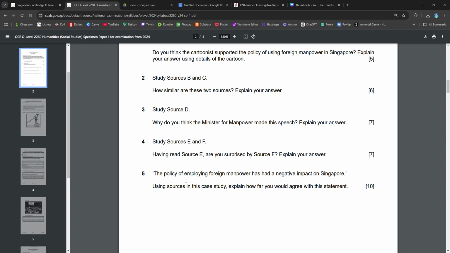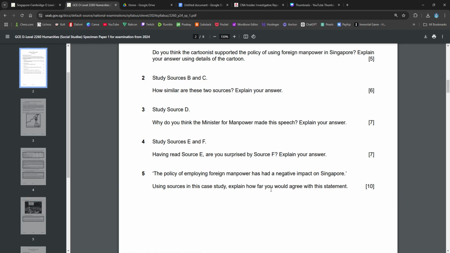Right, the last question is the one about the policy of employing foreign manpower using sources. Explain how far would you agree with this statement. This question should be the last question that you do. Why is this the case? Because this is a 10-mark question, and a 10-mark question is going to be really difficult because you need to explain how far you would agree.